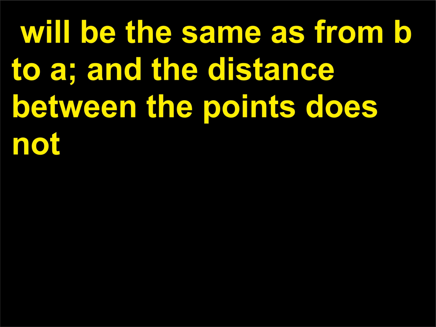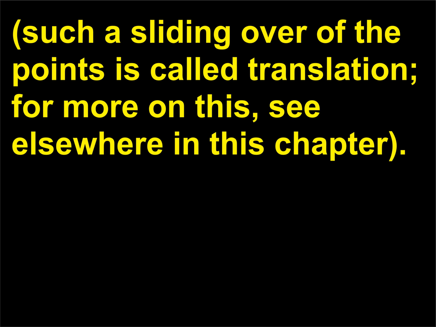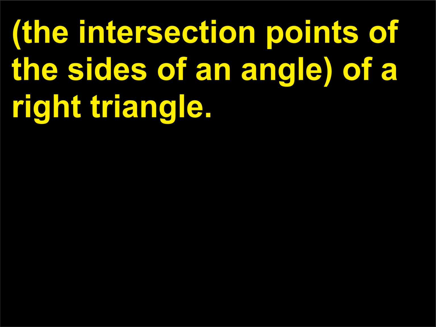...will be the same as from B to A, and the distance between the points does not change if they are totally shifted over in one direction. Such a sliding over of the points is called translation. For more on this, see elsewhere in this chapter. In addition, the Pythagorean theorem is valid for three points that are the vertices, the intersection points of the sides of an angle, of a right triangle.